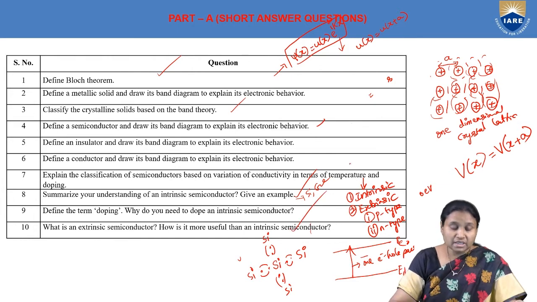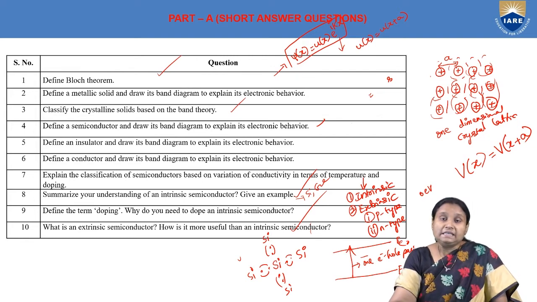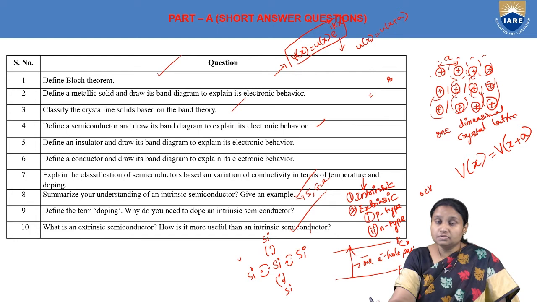Then next: what is an extrinsic semiconductor and how is it more useful than an intrinsic semiconductor? We know that if we take an intrinsic semiconductor like silicon and germanium and dope it with foreign impurities, which can belong to a group 3 element or a group 5 element, then based on doping we are increasing the number of charge carriers.